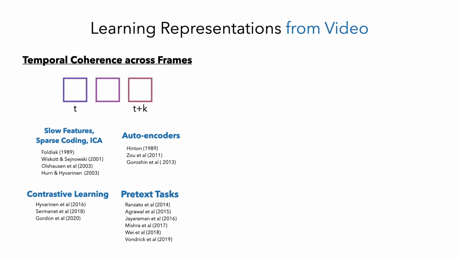Of course, there's a long line of work that has sought to learn representations from video. Earlier work mainly focused on leveraging the temporal coherence we see across frames, using techniques like slow feature learning, sparse coding, ICA, and earlier models of autoencoders. More recent work has also considered using contrastive learning or coming up with self-supervised pretext tasks, like, for example, learning to unshuffle a shuffled sequence of frames.